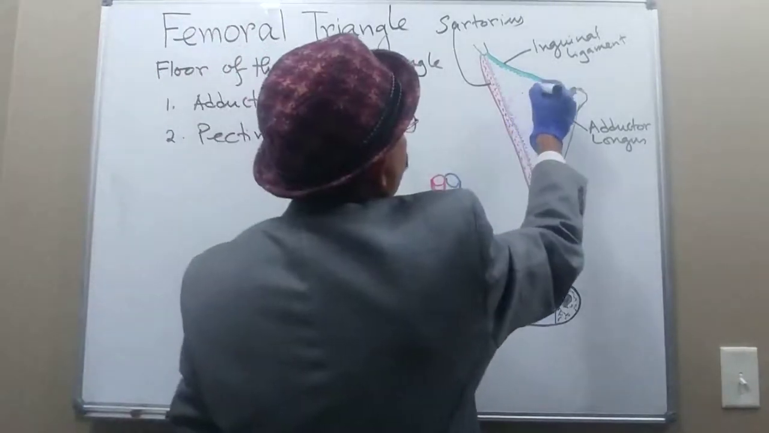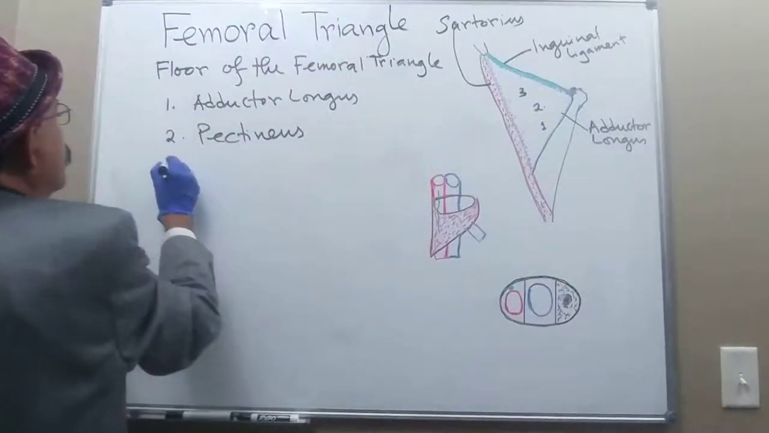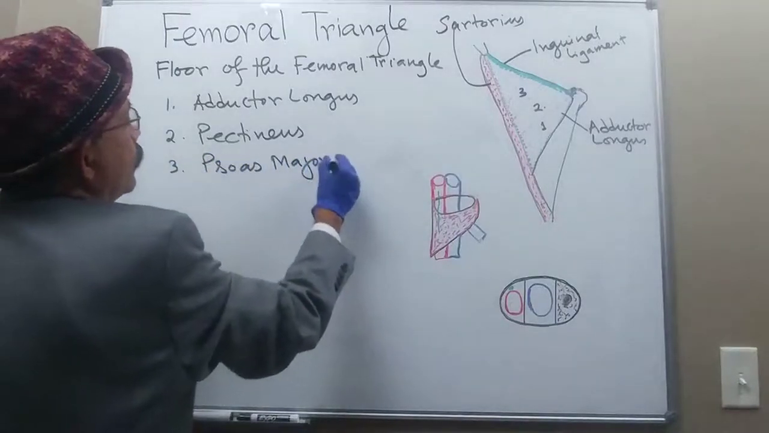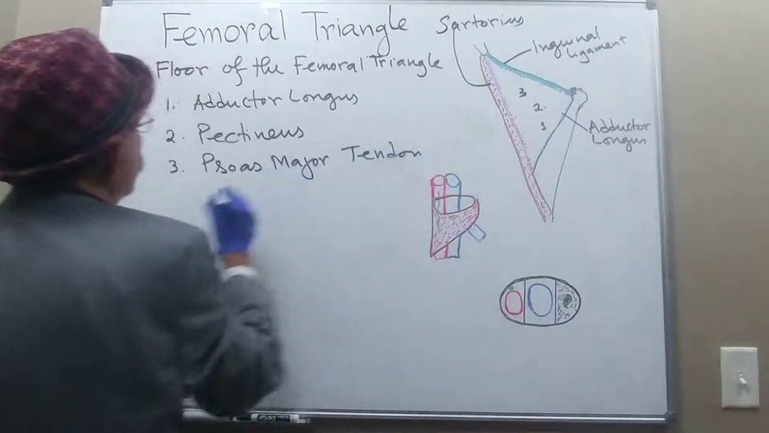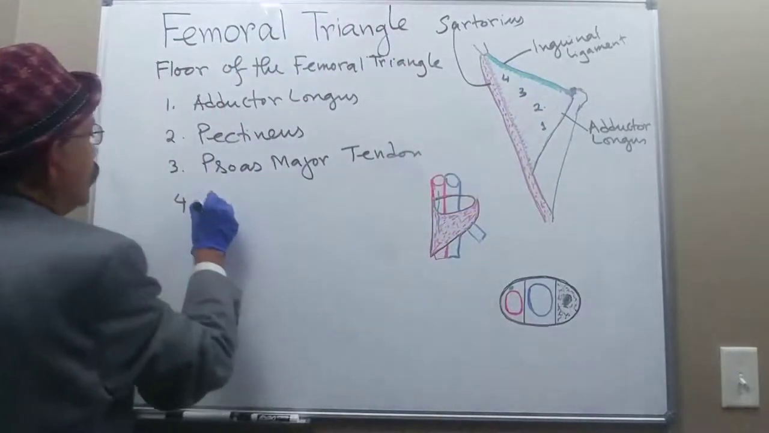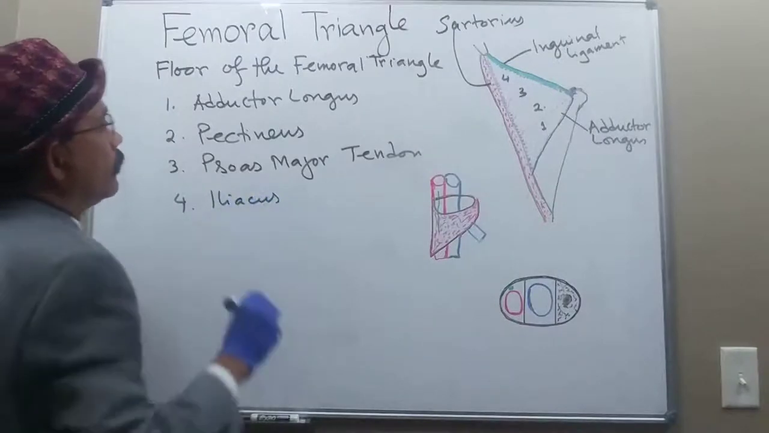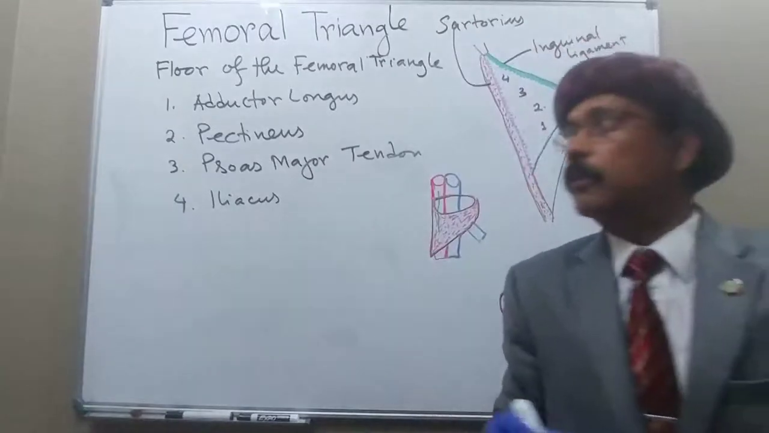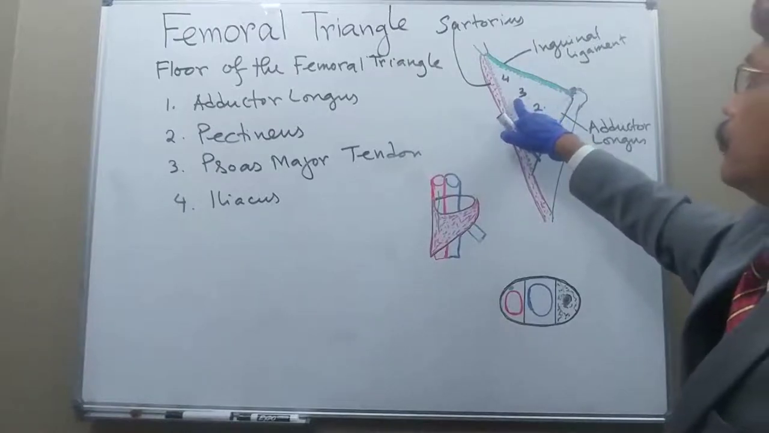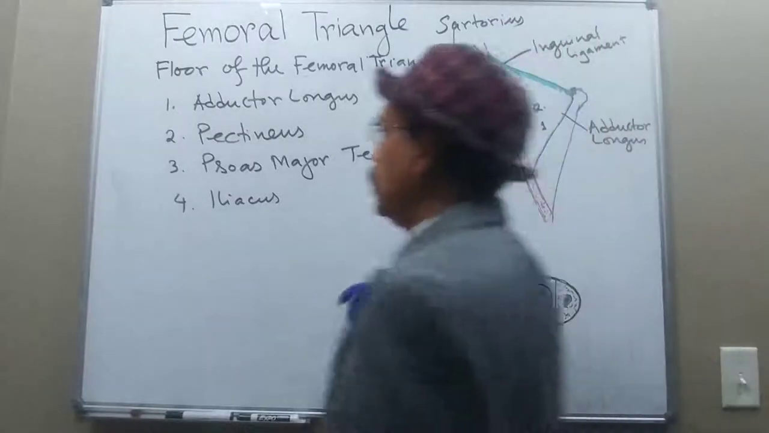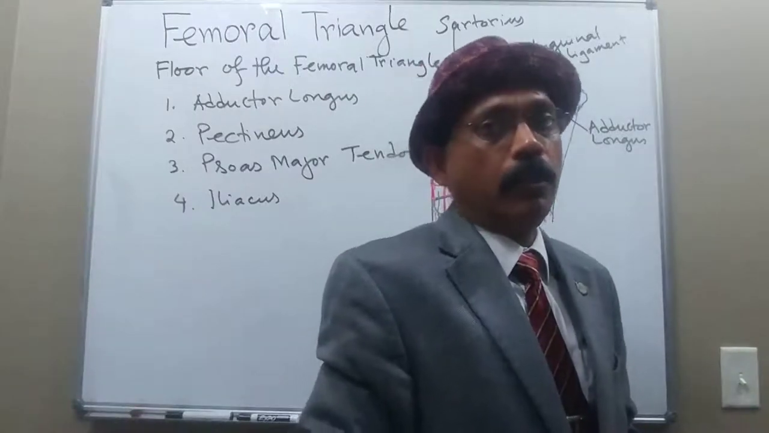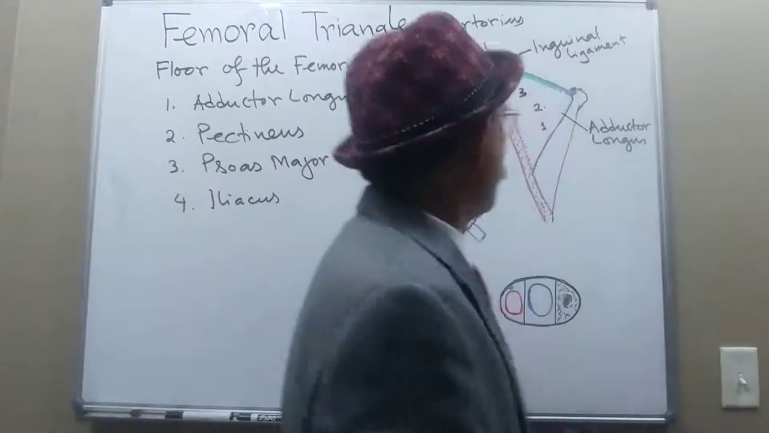Then number three is the psoas major tendon. Number four is the iliacus muscle. So you got the floor: this is the adductor longus, this is the pectineus, this is the psoas major, this is the iliacus. These four muscles form the floor of the femoral triangle. We got the floor, now we'll go to the roof.